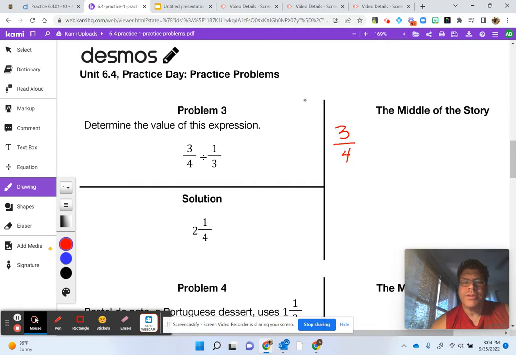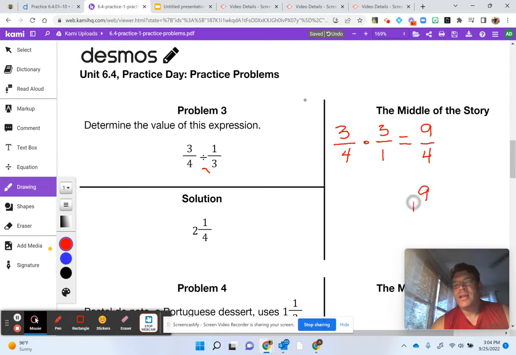Well, I'm going to take this problem here. I'm going to switch that out for multiplication and switch that out for that. And I'm going to approach the problem that way and get 9/4. And moving on from here, how do I make that 2 and 1/4? I take that 9 and divide it by 4.